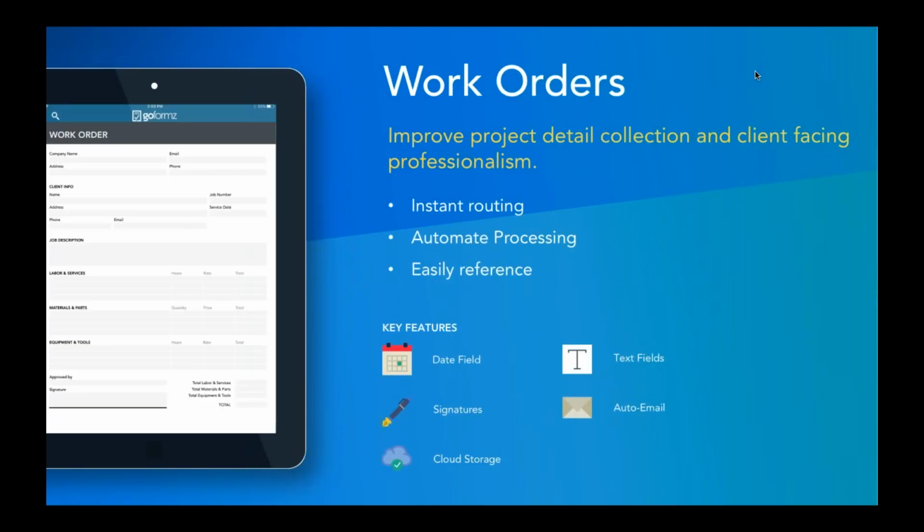So the first form we'll look at is work orders. And we'll start with these mobile work orders. These digital forms make it easy to document your HVAC project details. With instant form routing to customers and current team members, your work order details can be rapidly shared, approved, and processed in real time. Using key features like digital signatures, your work orders can efficiently capture client approvals and be stored on the cloud for easy reference throughout the whole duration of the project.